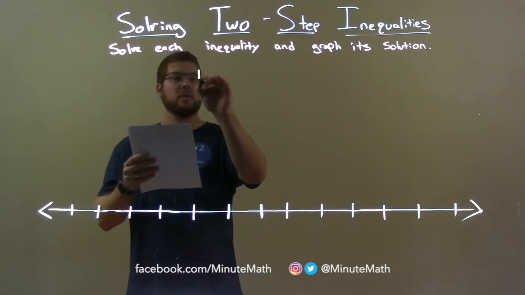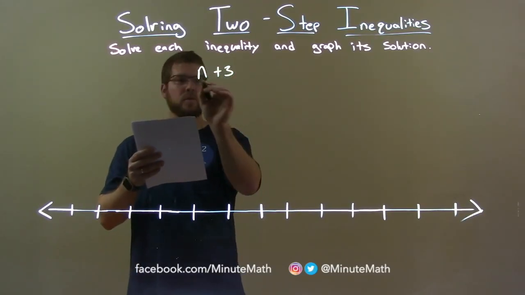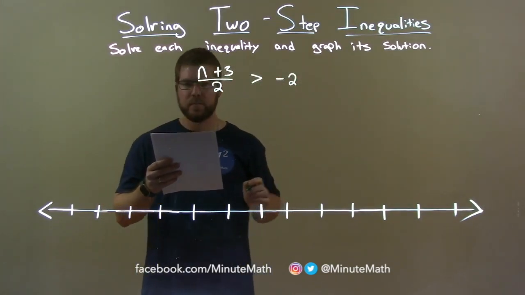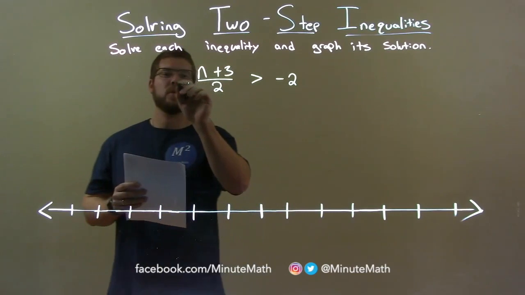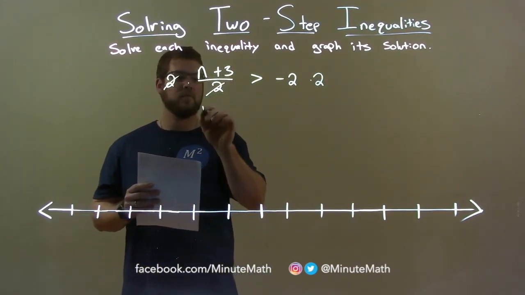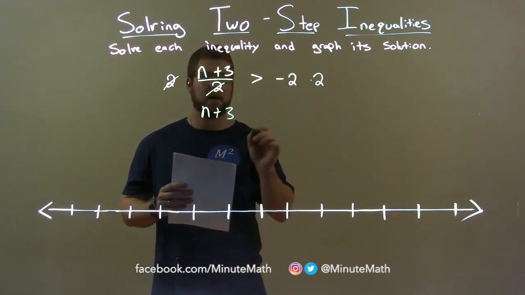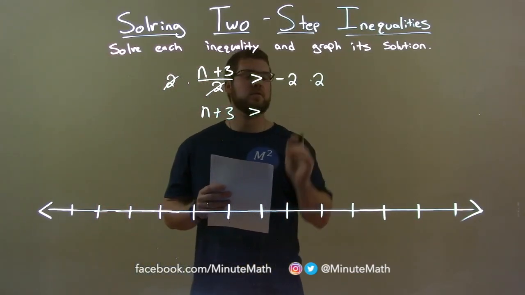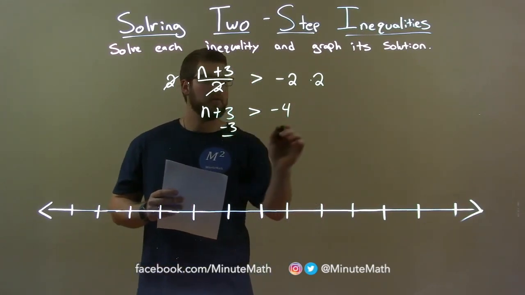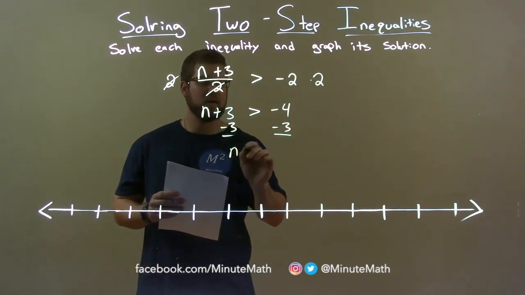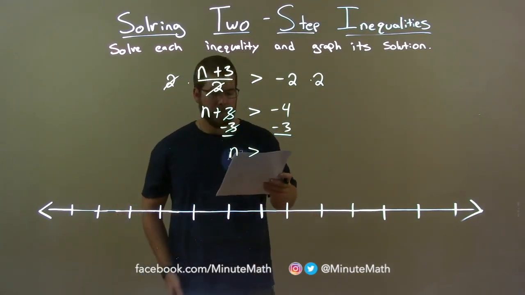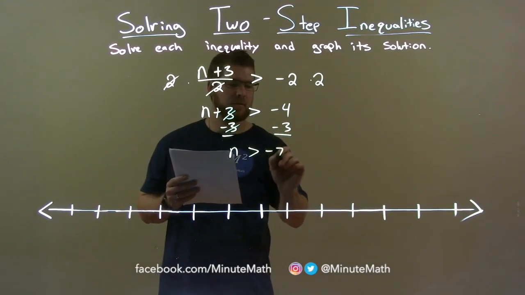n plus 3 over 2 is greater than a negative 2. First thing I want to do is multiply both sides by 2. The 2's cancel on the left, giving me n plus 3 by itself. It's greater than a negative 2 times 2, which is a negative 4. So now we subtract a 3 from both sides, leaving us n completely by itself. It's still greater than a negative 4 minus 3, which is a negative 7.